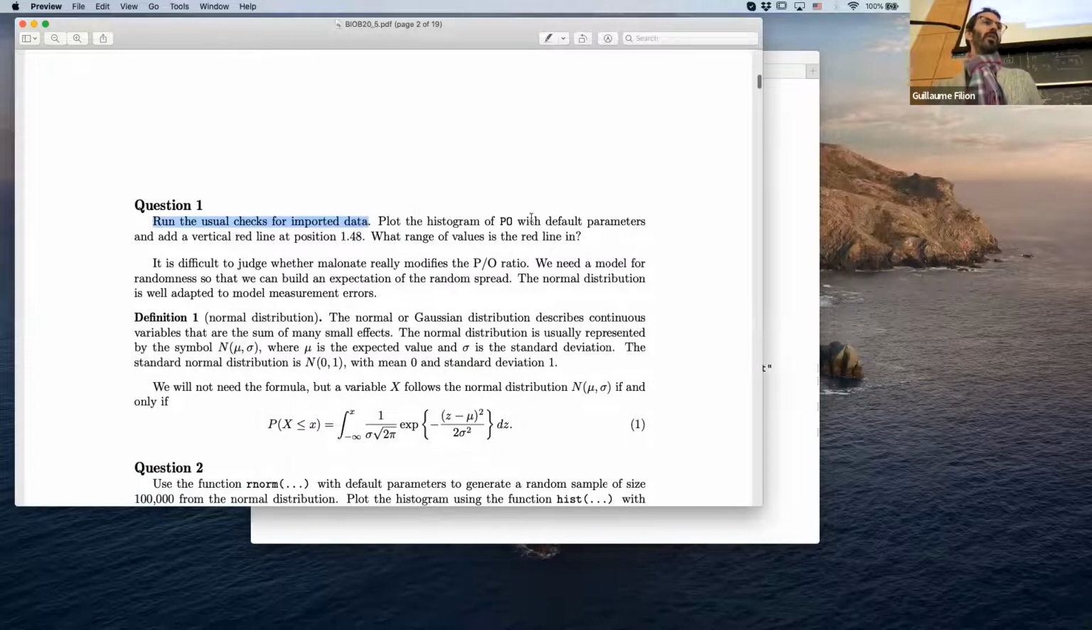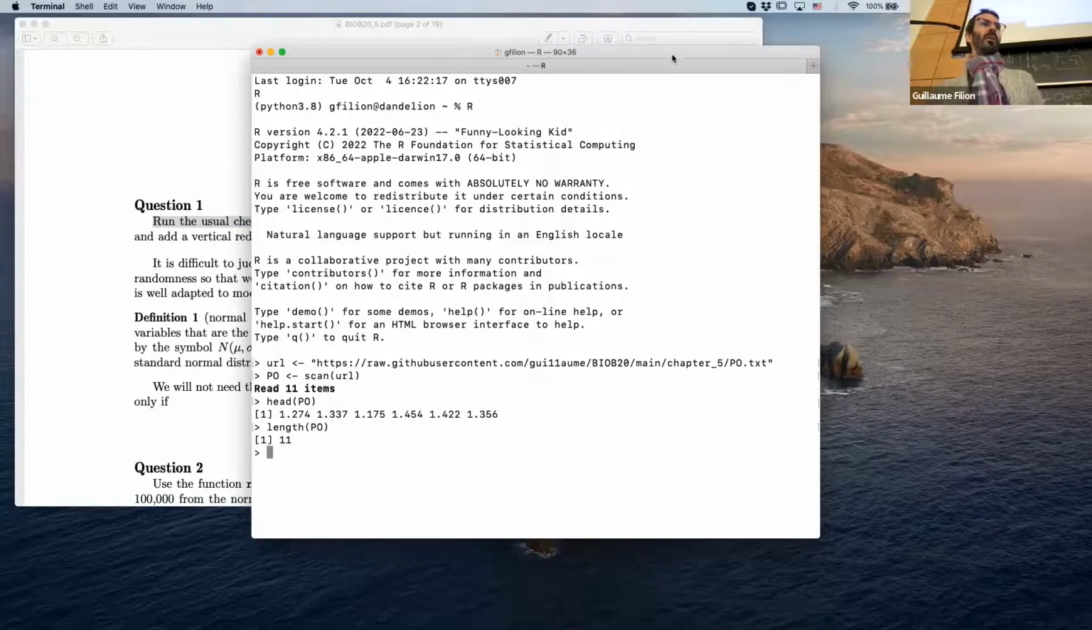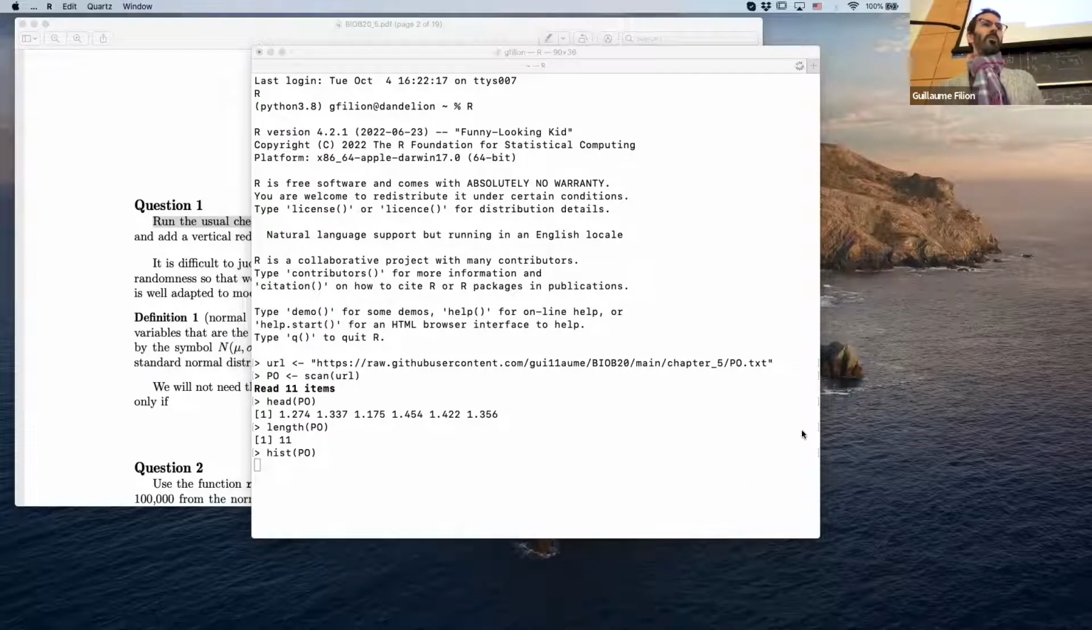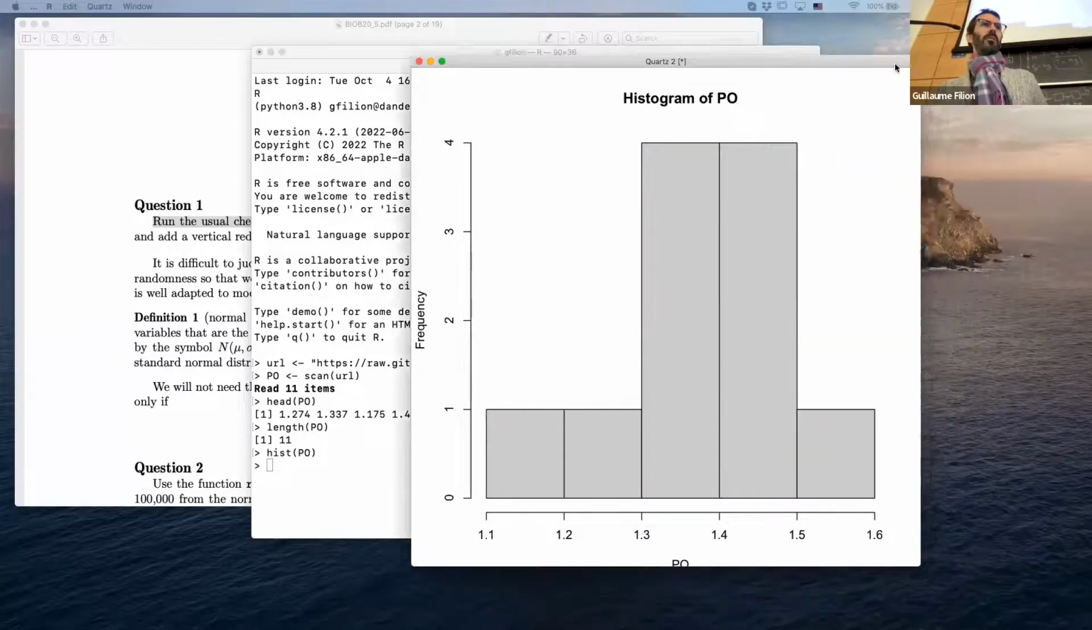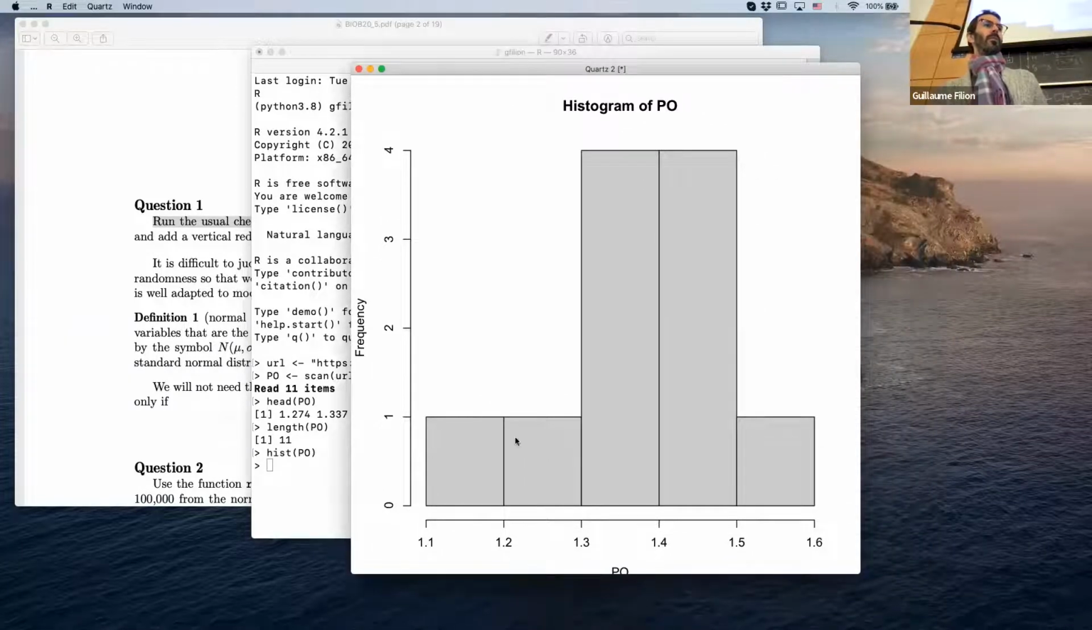So plot the histogram of PO with default parameters and add a vertical line at position 1.48. Plotting a histogram, by now it's a piece of cake, everybody knows how to do it. It's the function hist. You put PO between brackets, and in principle, you get a nice histogram, which is here. This histogram is a little bit underwhelming because there are 11 points, so it's not very smooth. You get this very blocky outlook here. But that's the way it is.